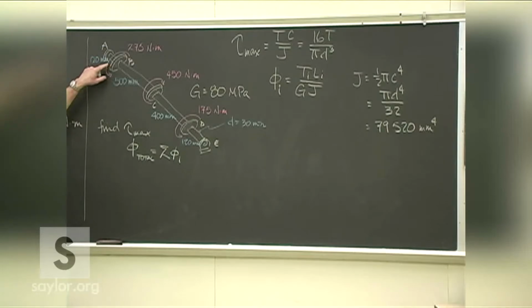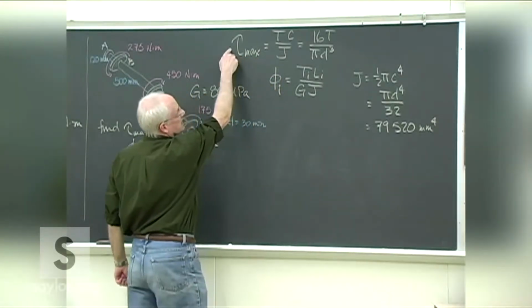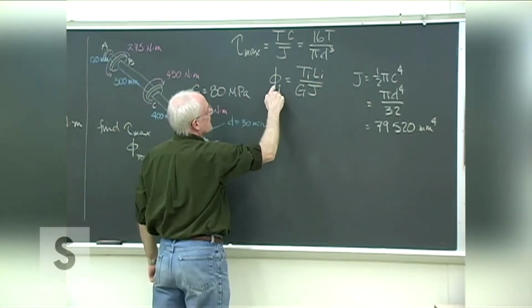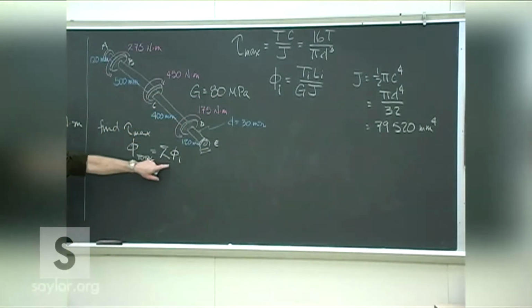What's the internal torsion in the shaft between A and B? It's what? 275. Between A and B. You have to find the internal torsion for each one of these sections so that you can investigate which one's the maximum shear stress and how much angular deformation there is in each section, so that you can add up the total deflection end to end.